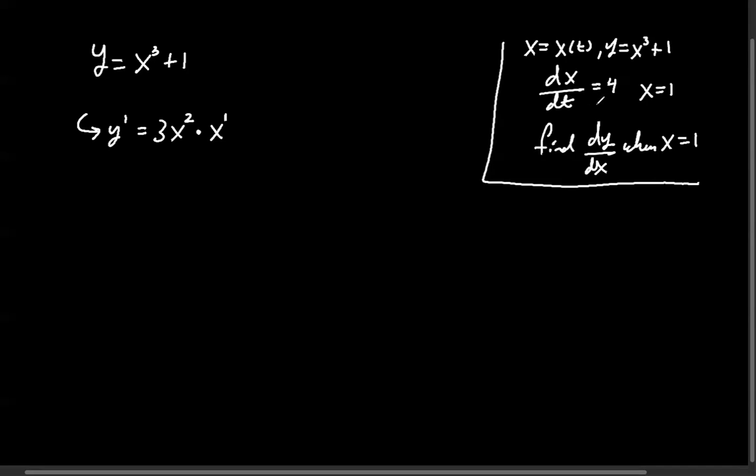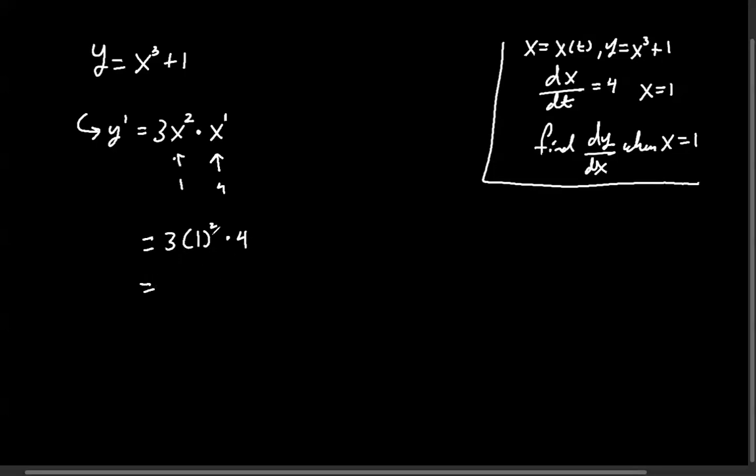Now let's look at what was given to us. So we have the first derivative of x with respect to t is 4, so that means that we could plug in 4 here when x equals 1. So this is a 4 when this is a 1. And in that case, we can find what it should equal. So we have 3 times 1 squared times 4, and that should do it.